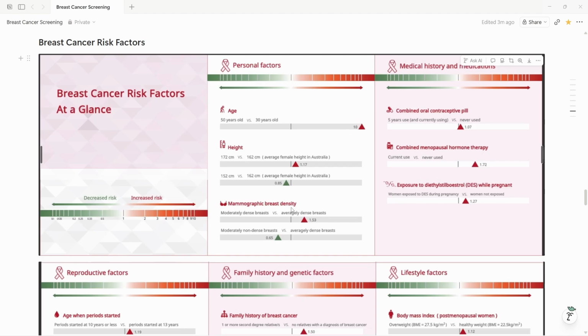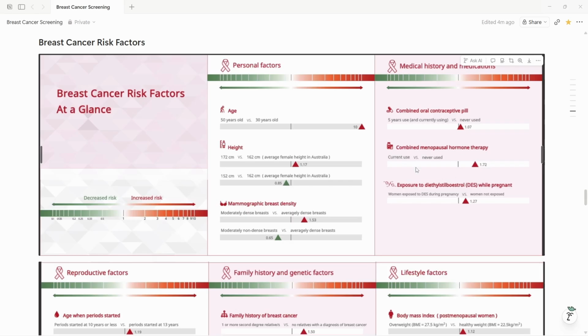Breast density also is a risk factor for breast cancer. If you have moderately dense breasts, you are at increased risk compared to someone with averagely dense breasts. And if you have a non-dense breast, it is a protective factor for breast cancer compared to someone who has a higher breast density. In terms of medical history and medications, the combined oral contraceptive pill is a risk factor for developing breast cancer, particularly after 5 years of concurrent use of the pill. So you need to be currently using the pill and have used the pill for more than 5 years, because if you stop using the pill, your risk for breast cancer from the pill actually abolishes.